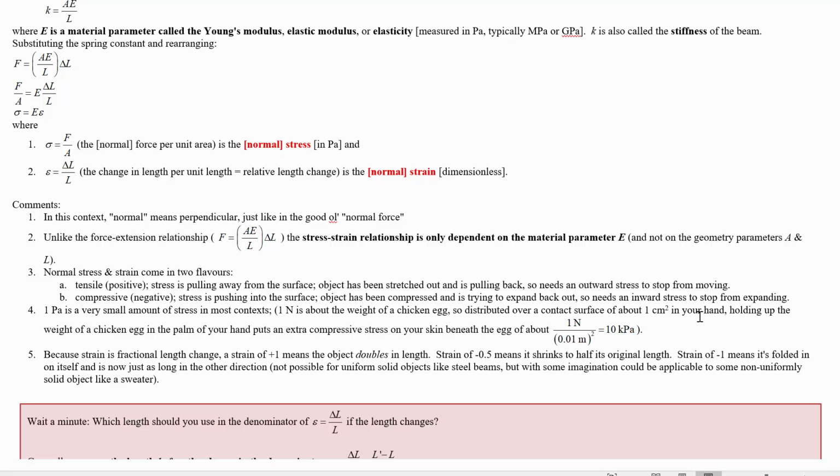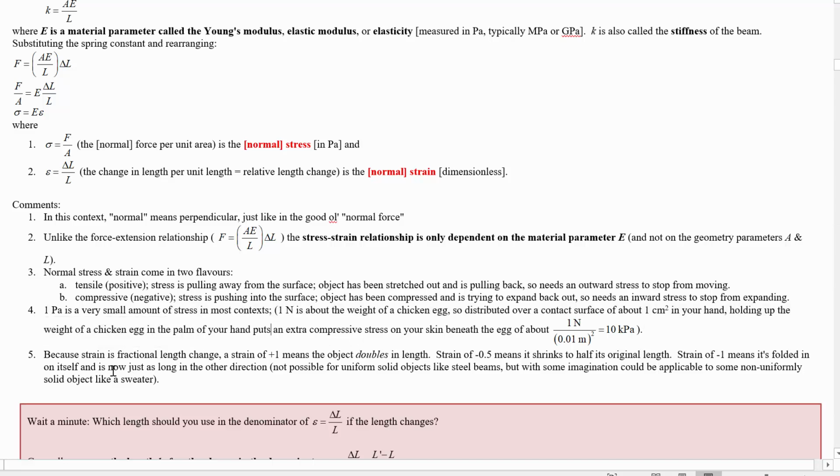That's not a lot of pressure. Maybe if a relative is yelling at you, like, are you going to drop that, you klutz, or something, then that could be a different kind of pressure. But the chicken egg itself, from a physics perspective, doesn't put much pressure on your hand. Now, so 1 Pascal is a really small amount of stress, right?